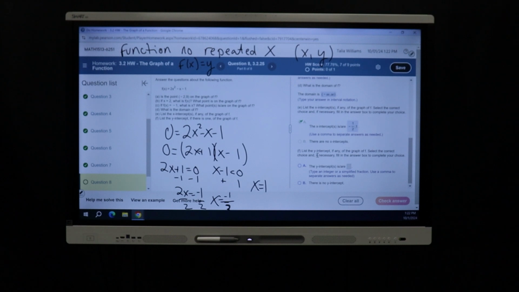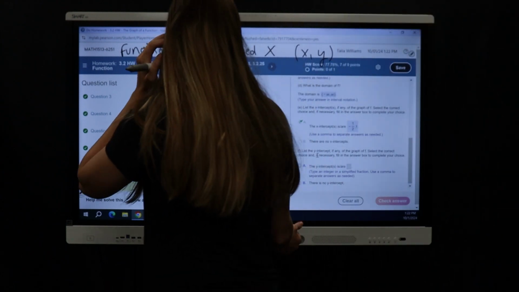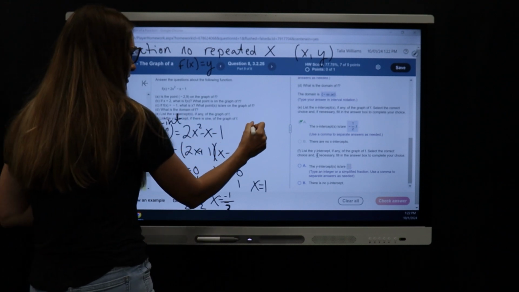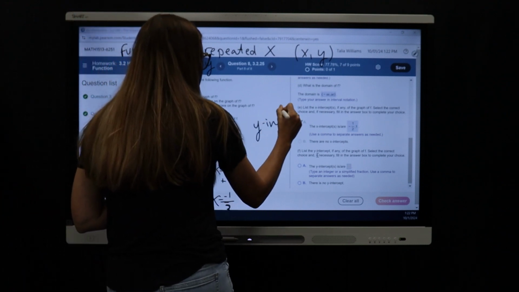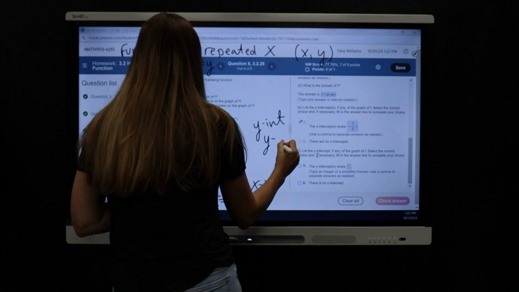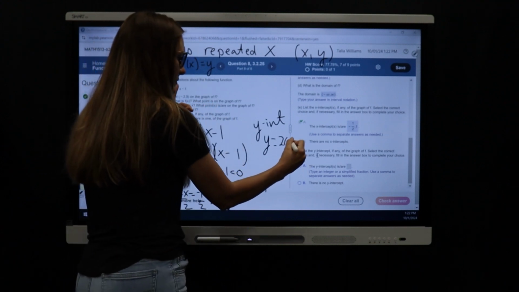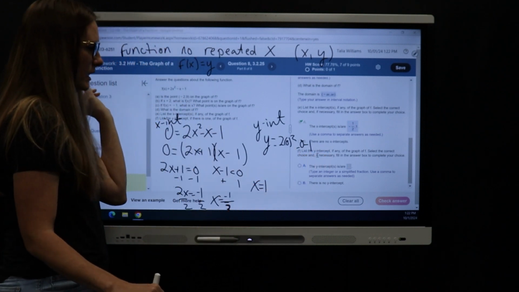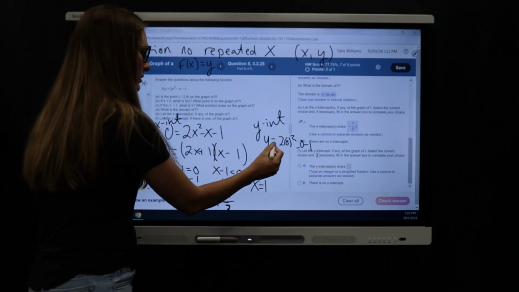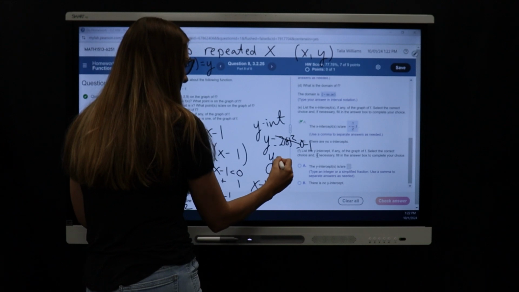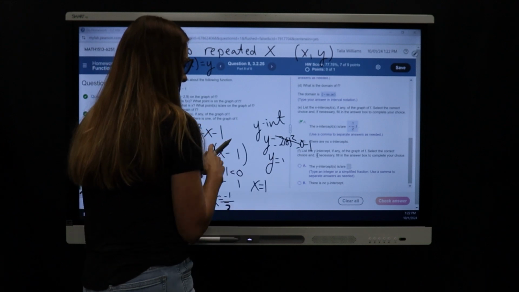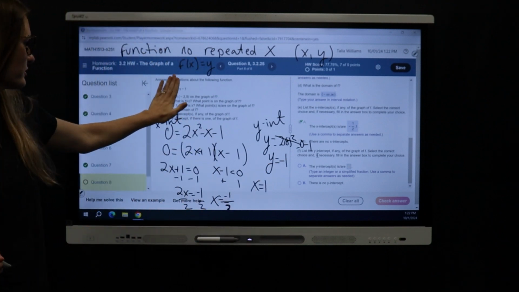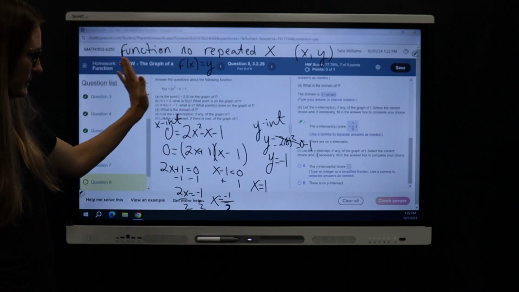List the y-intercept, if any, of the graph. Select the correct choice. So this was our x-intercept. Y is easy. Our y-intercept, y equals 2 times 0 squared, subtract 0, subtract 1. Anything times 0 is 0, so y is going to end up equaling -1. Because all of that goes away, it ends up just being -1.